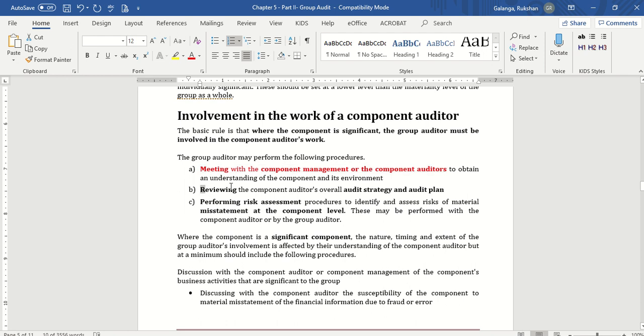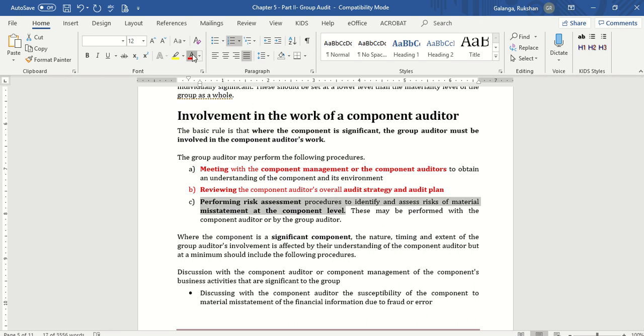Okay. Reviewing the component auditor's overall audit strategy and the audit plan. You can ask them to share what is your audit plan, how you did this and all. You can review what they have done, and based on that you can come to a conclusion. Okay, so look at this, that audit firm has done superb work. We can rely on that work, right? And perform risk assessment procedures, including identifying risks of material misstatement at the component level, right?